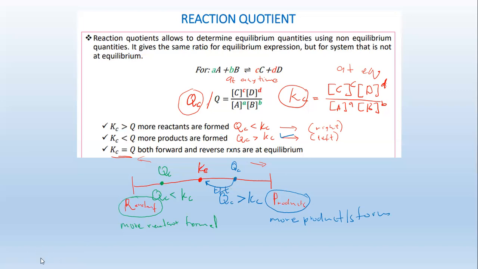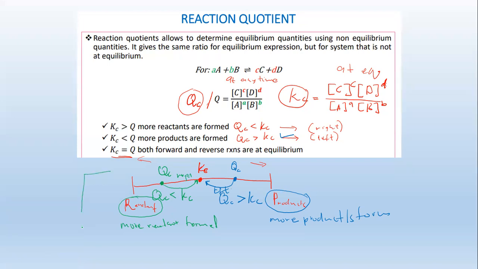And then when Qc is less than Kc, meaning we have more reactants, the reaction will try to shift towards Kc, which is directed to the right. So our chemical equilibrium will shift to the right, which is towards the Kc.